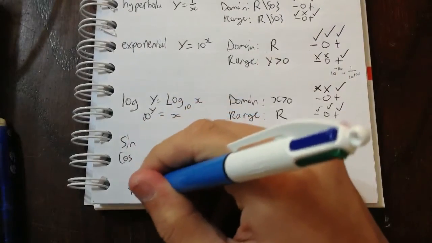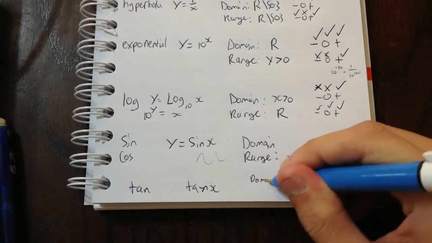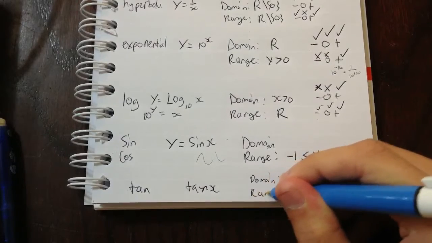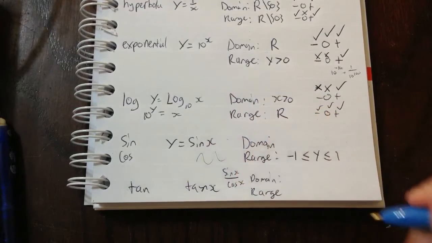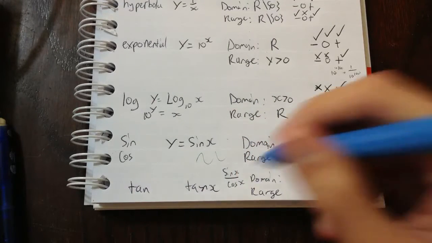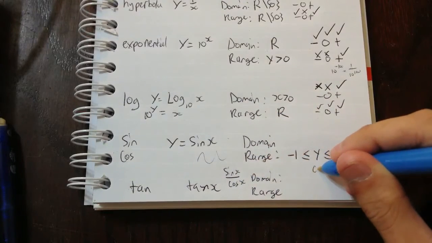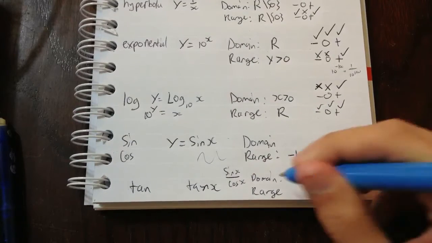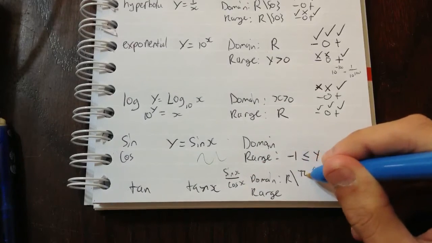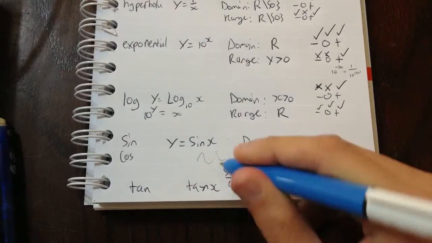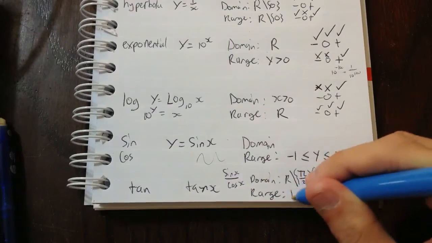Maybe I'll do tan as well. Last one, tan x. Domain, again, anything. Range. Well, tan x is sine x on cos x. So if you look at this, for the domain, you can't have cos x equals 0. So you can have all real numbers except when cos x equals 0, which we'll learn later is pi on 2. But the range, you can have pretty much anything except 0. No, you can have 0 if the top number is 0. So you can have everything.